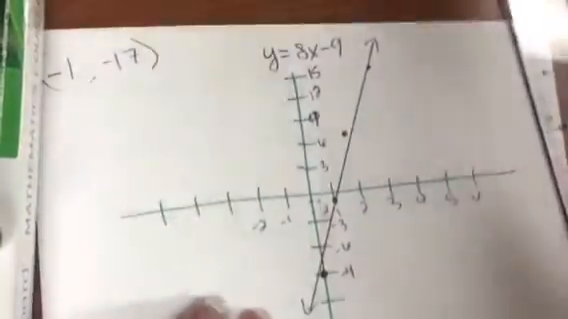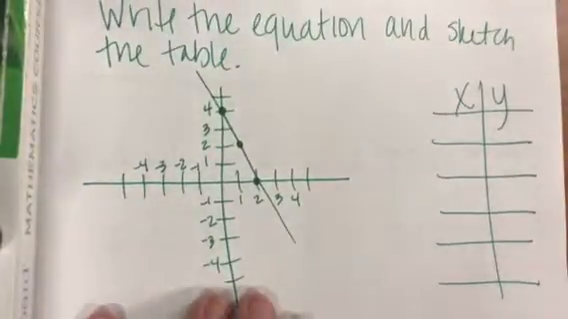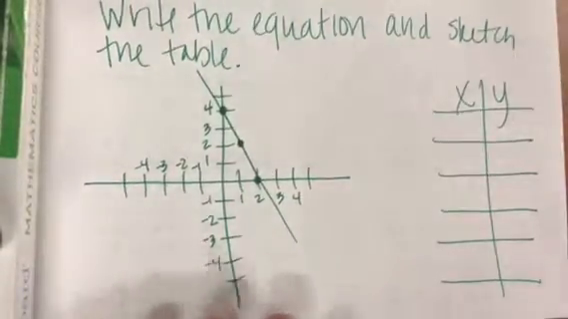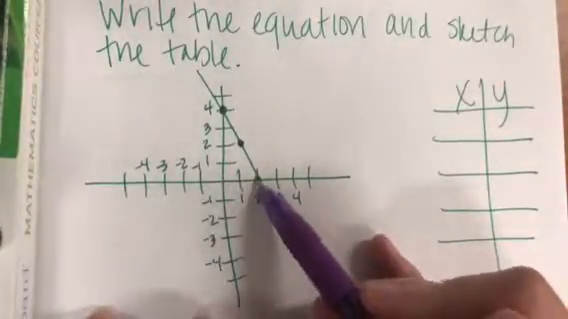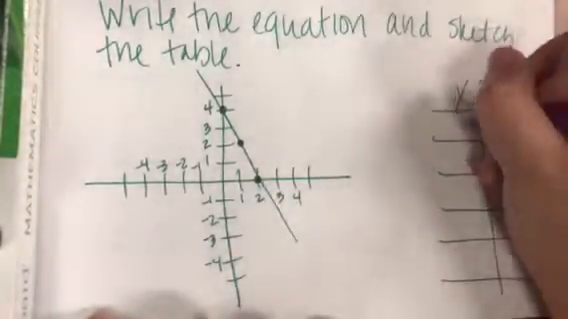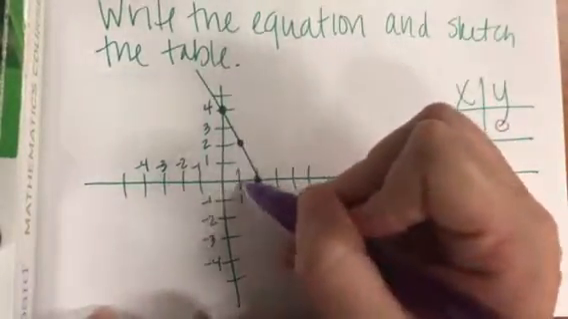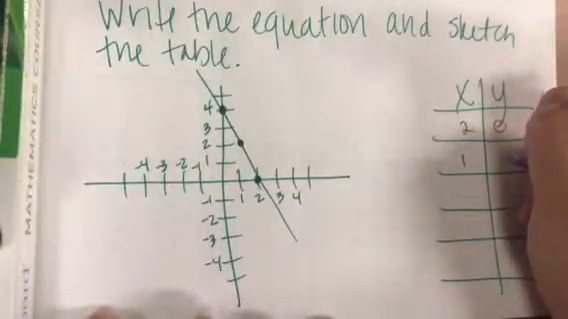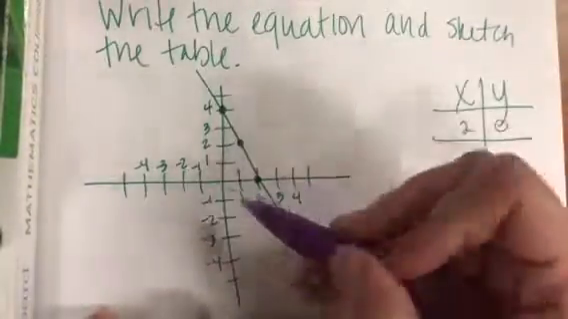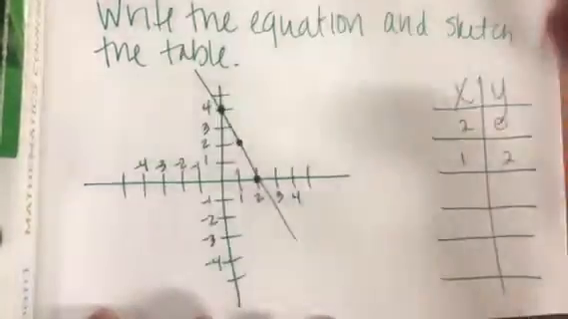Let's move on to write the equation and sketch the table. Sketch the table, fill in the table. So let's start with the table. So we've got 1, 2, 0. So I'm going to put 2, 0 is a point right there. I got another point here, which I went over 1, up 2. So 1, 2. I'm sorry, my table's just going to be backwards. And then I've got 0, 4.